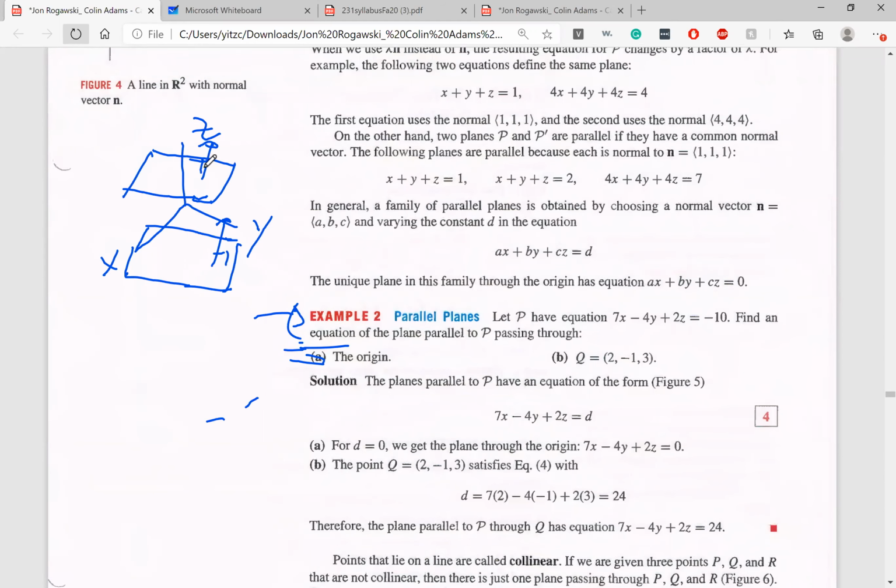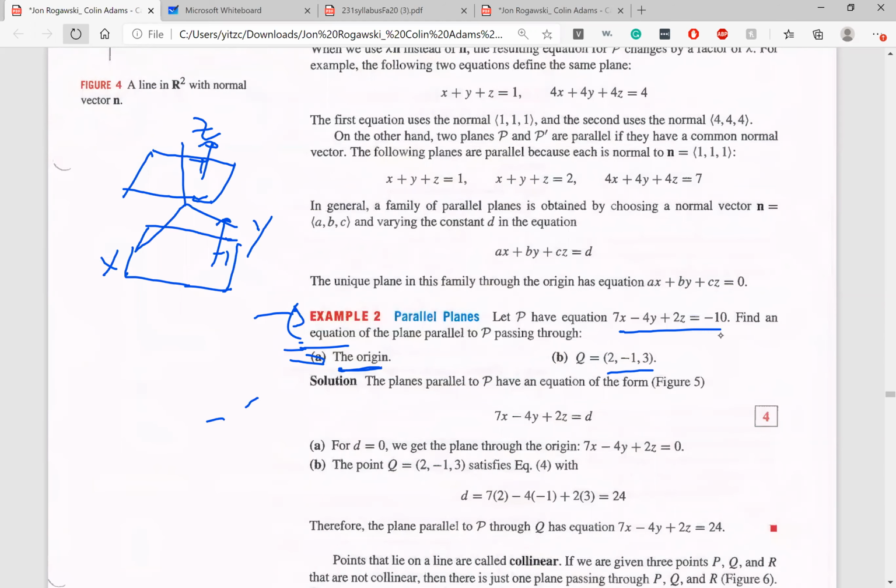So let P have the equation. So this is one plane. And we want to find the equation of the plane parallel to P, one that is passing through the origin and two that is passing through this point over here. So let's first try to do the one passing through the origin.